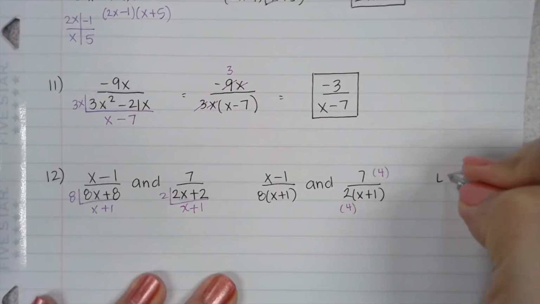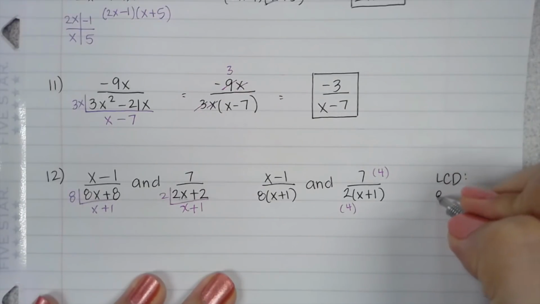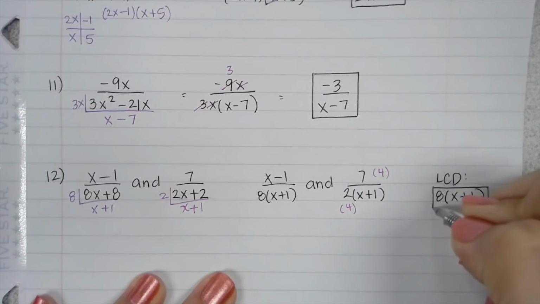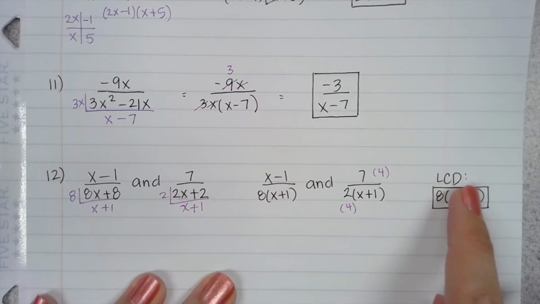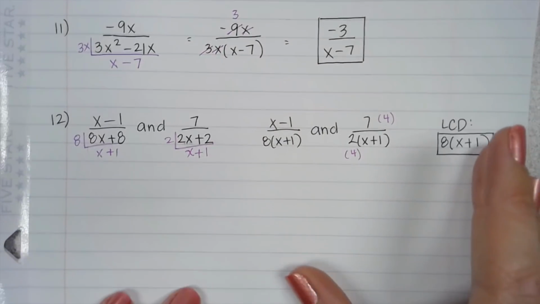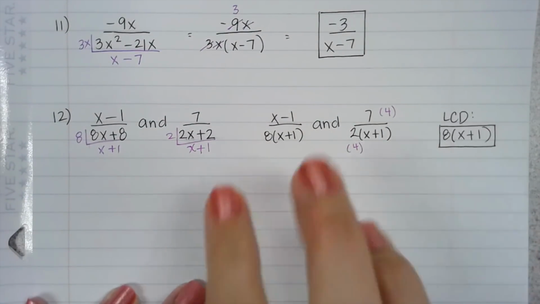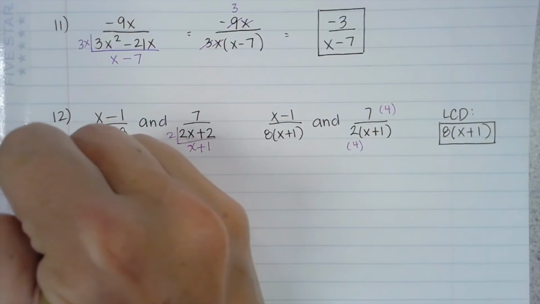So for question number 12, it's asking me just to find my LCD. My LCD for this one, if I was going to add or subtract them, would be 8 times x minus 1. I wouldn't have to make it be 16x minus 1. I mean, I could, but that wouldn't be my least common denominator. That would just be a common denominator. And I'm trying to find the common denominator that's the least. So by multiplying this one by 4, the bottoms would match, and then I could add or subtract them together depending on what the question was asking me to do.